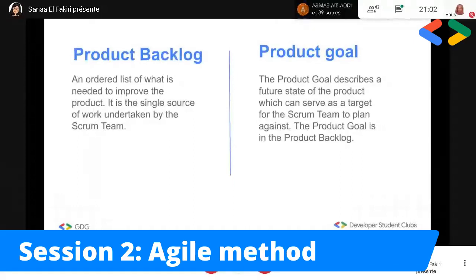I've been talking about the commitment. The commitment of the product backlog is the product goal. Well, what is the product goal? It is actually describing a future state of the product, which can serve as a target for the Scrum team to plan against. Okay, it's like the goal, the main goal. Well, it is actually in the product backlog. So the rest of the product backlog emerges to define the what, which will fulfill the product goal. Okay. Here's pretty much the product backlog and its commitment. Let's move next to the sprint backlog and the sprint goal.